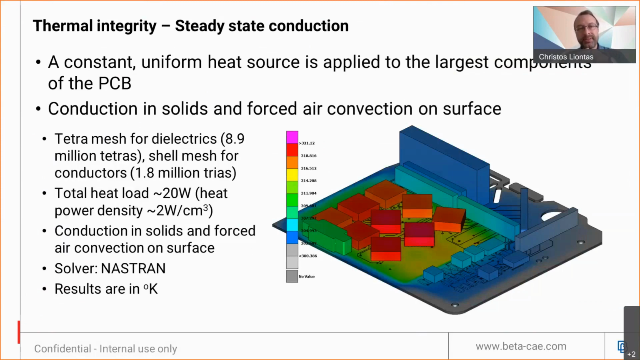We have placed a constant uniform heat source on the largest components of this PCB, and we had conduction in solids and a forced air convection boundary condition on the surface of the PCB. This model is tetra meshed for the dielectric layers and shell meshed for the conductors. We had a total heat load of 20 watts, and we have solved this in Nastran, and the results are in Kelvin. On the right, you can see the final temperature on the surface of the board after a steady state has been reached.